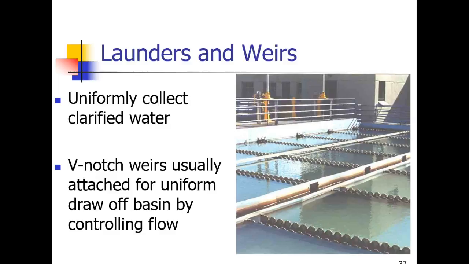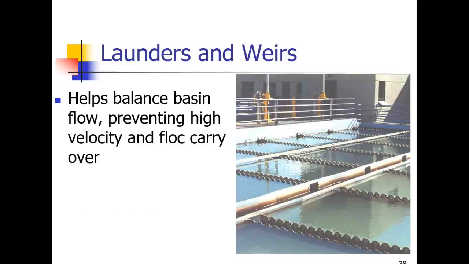Launderers and weirs. Okay, these are launderers and weirs, and you see the notches. See how the water draws off clean and goes through into those little channels and gets siphoned off. They uniformly collect clarified water. Clarified water, again, is the purer water. That's the clean water. The V-notch weirs are usually attached for uniform draw from the basin by controlling the flow. They're very flow specific. They help balance the basin flow, preventing high velocity and floc carryover.